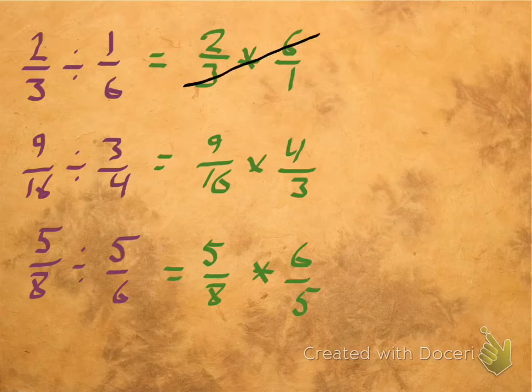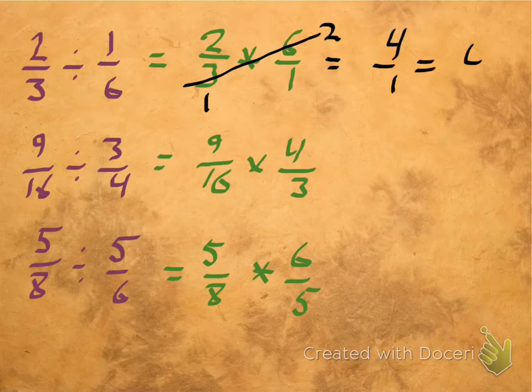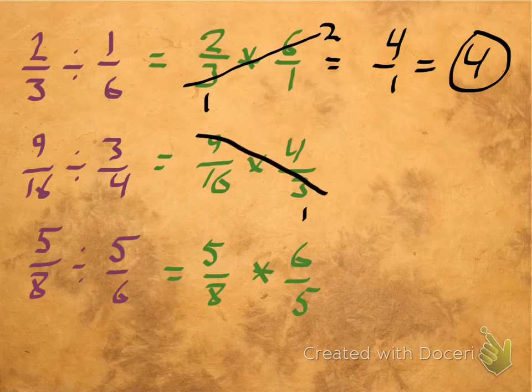Let's see. 3 and 6 cancel. Take a 3 out. You get 1 and 2. So this top one is going to be just what? 4. 4 over 1, which is 4. Yeah, Trey, you're exactly right. 4. All right, what about this next one? 9 and 3? Take a 3 out, you get 1 and 3.